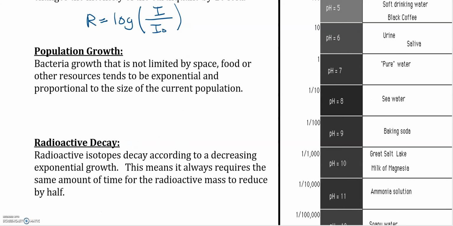Population growth and radioactive decay are both examples of exponential equations. Bacterial growth that's not limited by space, food, or other resources tends to be exponential. We can see that the population is proportionate to the size of its current population, where P sub 0 is the initial population. Because we're discussing a population growth model, we need to make sure that B is greater than 1.